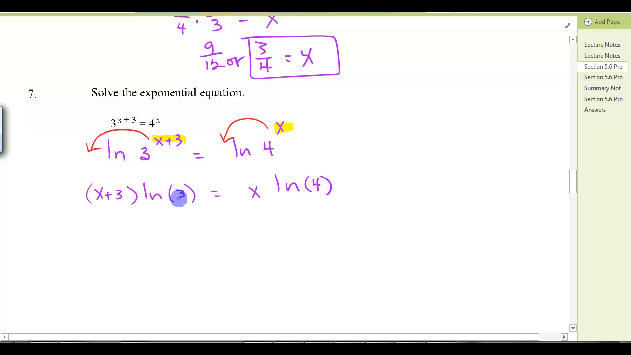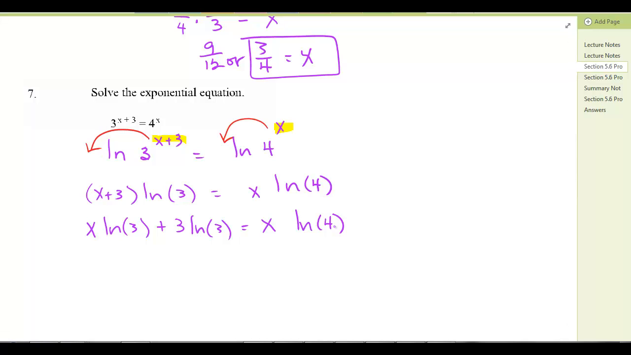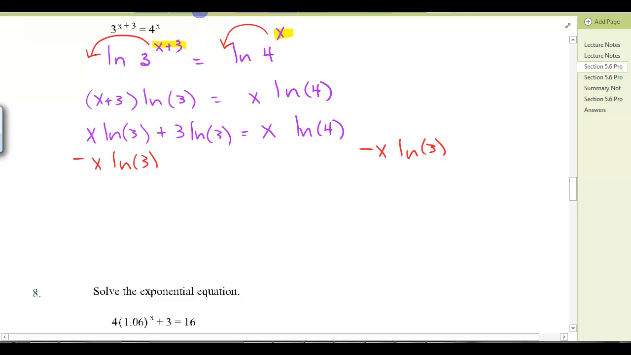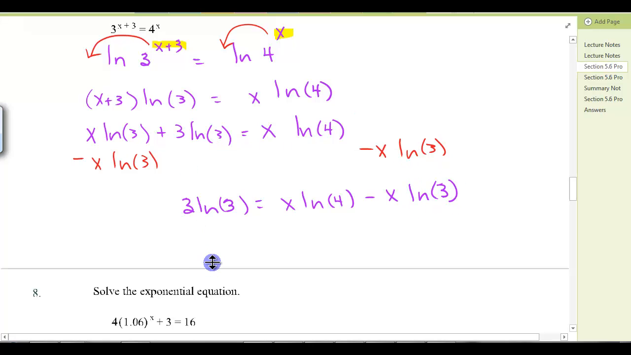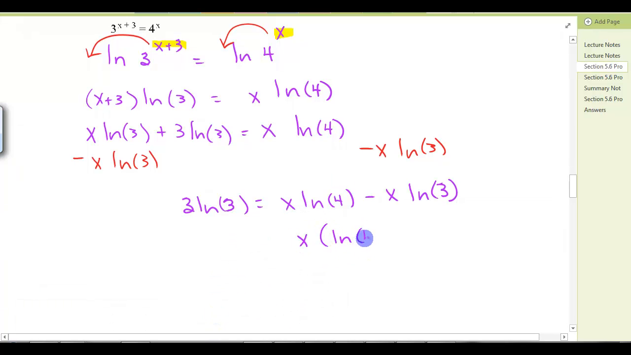We're going to distribute here, x times that and 3 times that. So we've got x ln 3 plus 3 ln 3 equals x ln 4. All right, we want our x's together and our number by itself. So it would appear the easiest way would be to subtract this one to the other side. All right, so I am left with 3 ln 3 equals x ln 4 minus x ln 3. All right, I'm going to factor out the x. Equals this.